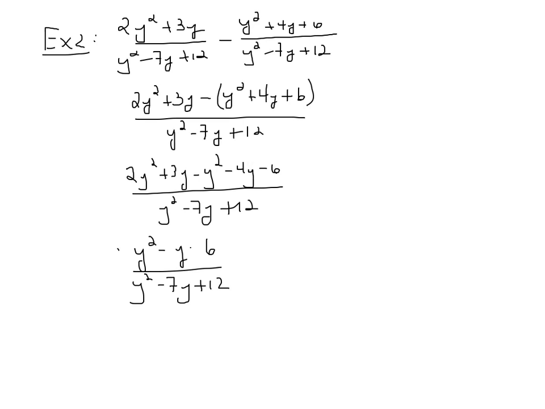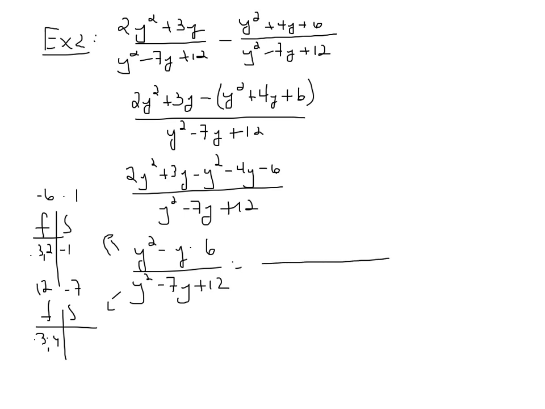So let's go over here and make a factor sum chart. Two numbers that multiply to negative 6 and add to negative 1. Negative 3 and positive 2 work. And then let's go down here, make a factor sum chart. Two numbers that multiply to 12 and add to negative 7. Negative 3 and negative 4 work.